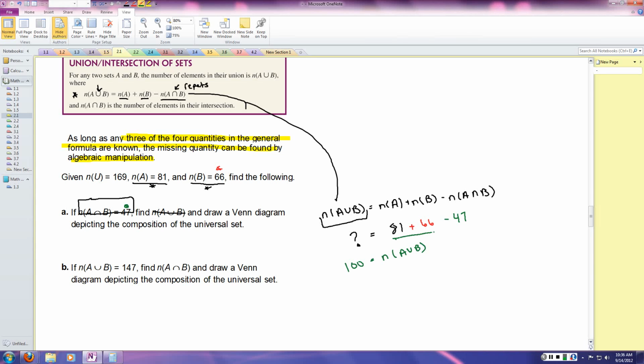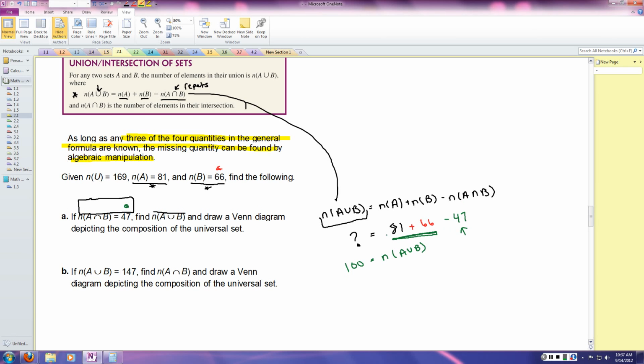But if I add these two numbers together, I'm going to have 147. That's because 47 elements are in both A and B. So when I list the union, I won't list the repeats twice. So I need to subtract out 47 when I just take the number of elements in A plus the number of elements in B minus 47 gives me 100.